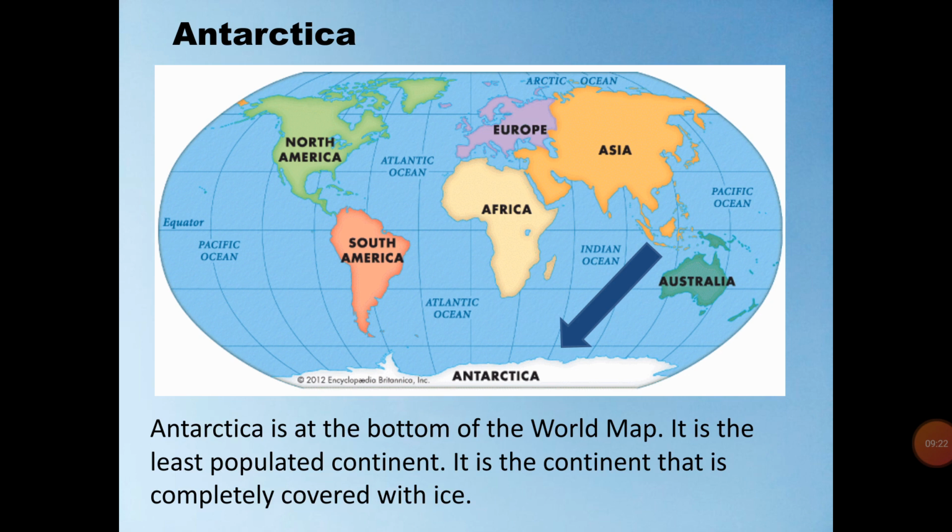And the last one is Antarctica. You all must be able to locate Antarctica at the bottom of the world map. It is the least populated continent. That means not many people live in Antarctica. There are very few people living in Antarctica. It is the continent that is completely covered with ice. You know, students, that the continent of Antarctica is completely covered with ice.